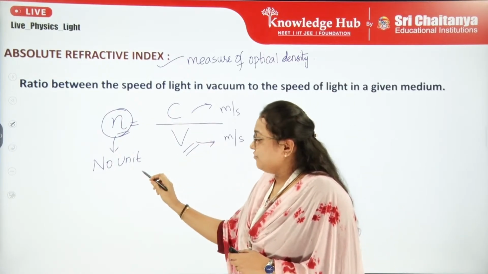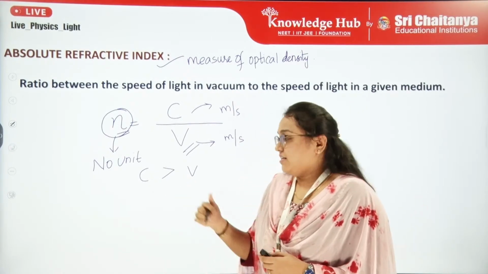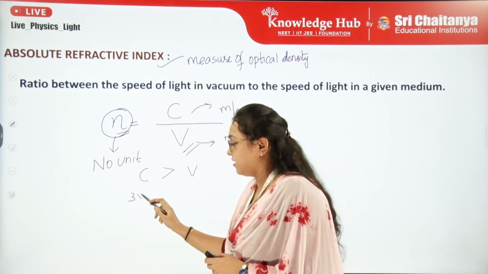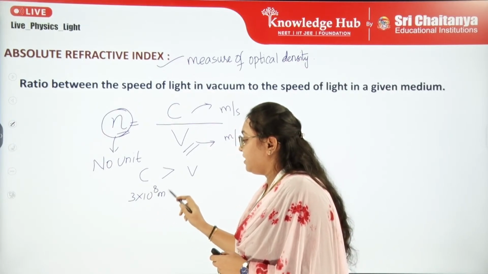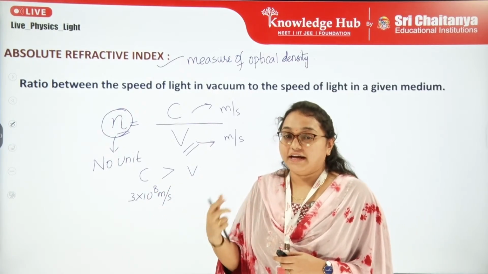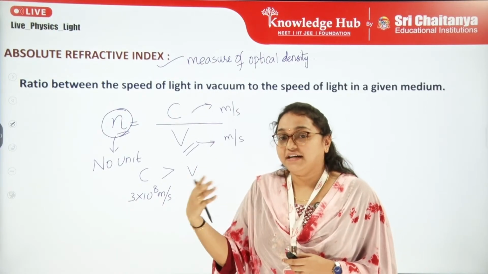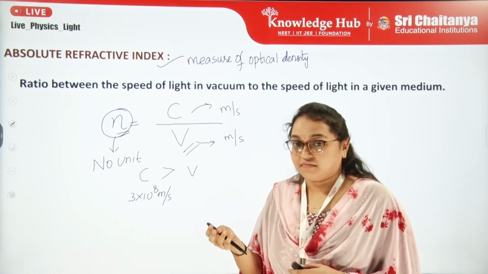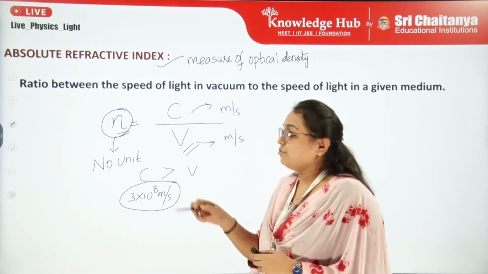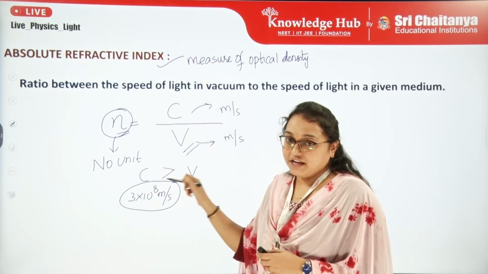When you compare C and V, C is always greater than V. And why is that so? Speed of light in free space is around 3 into 10 power 8 meter per second, that is 3 lakh kilometer per second. It is maximum. The speed of light is maximum in free space. Once light enters different media, its speed decreases. You have to remember this value, 3 into 10 power 8 meter per second. So when you compare C with V, definitely C will be greater than V.